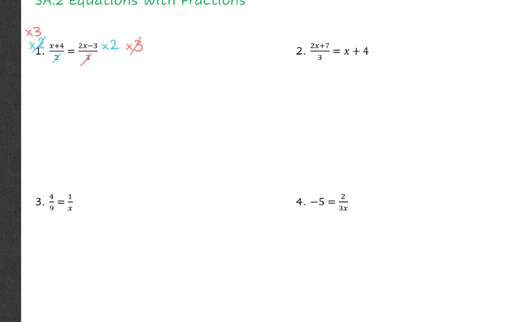We've got 3 times everything that's on the left-hand side, which is x plus 4. And we've got 2 times everything on the right-hand side, which is 2x minus 3. So we can expand out our brackets, 3x plus 12, and expand out these brackets, 4x minus 12, minus 6, sorry.